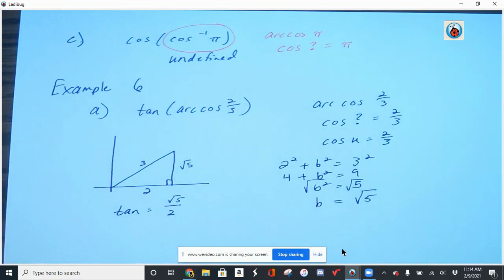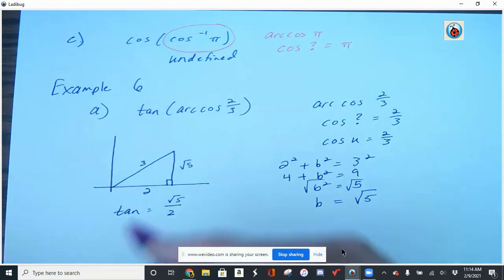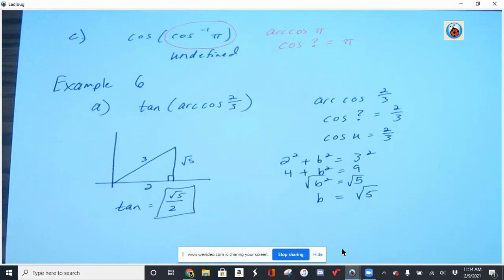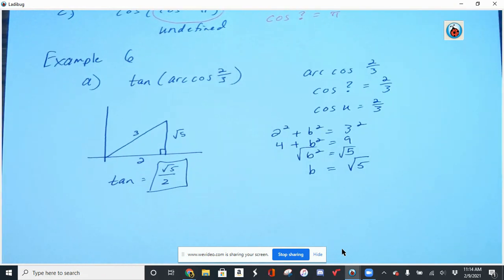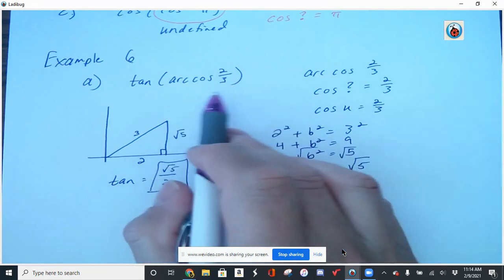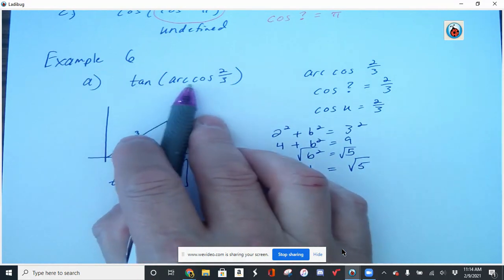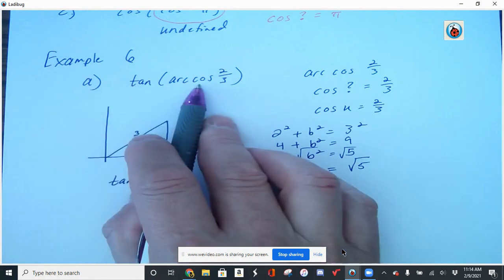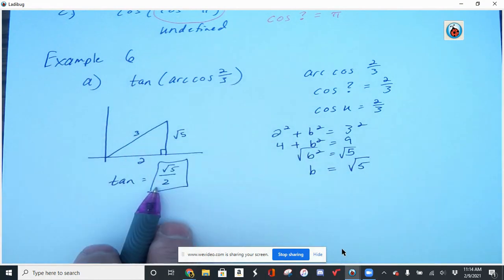And that's going to be our final answer right there: square root of 5 over 2. And don't mistake that with what we did in example 5, where if we were doing a cosine of arc cosine of 2/3, then it's going to be equal to 2/3. Well, we're doing a tangent of arc cosine of 2/3. So that's your final answer.